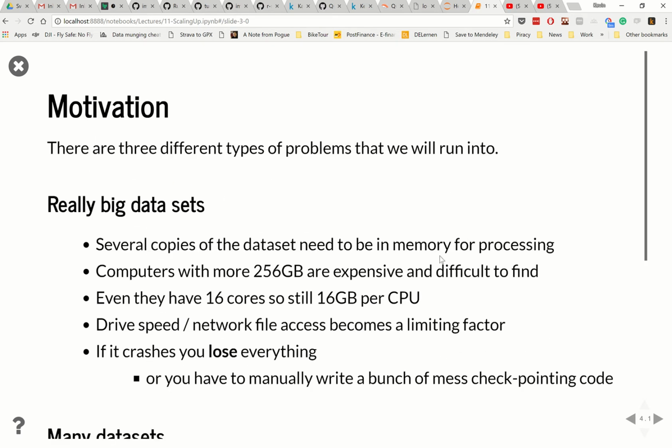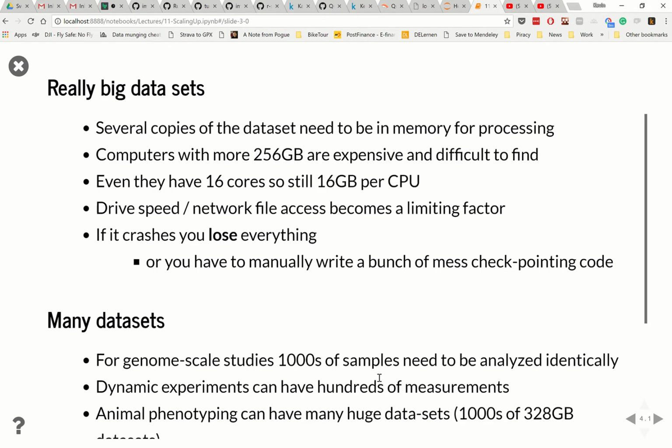So when we look at sort of the motivation, there's kind of three different types of problems that we'll run into. One of them is really big data sets. And so this is where you have data sets themselves, which are quite large, where you need large amounts of memory to even process the data. And you often need to have multiple copies of the data to do what you're doing. So if you're doing things like filtering or segmentation, you need to have the original image and you need to have the filtered image in memory at the same time, which is then 2 copies of the image.